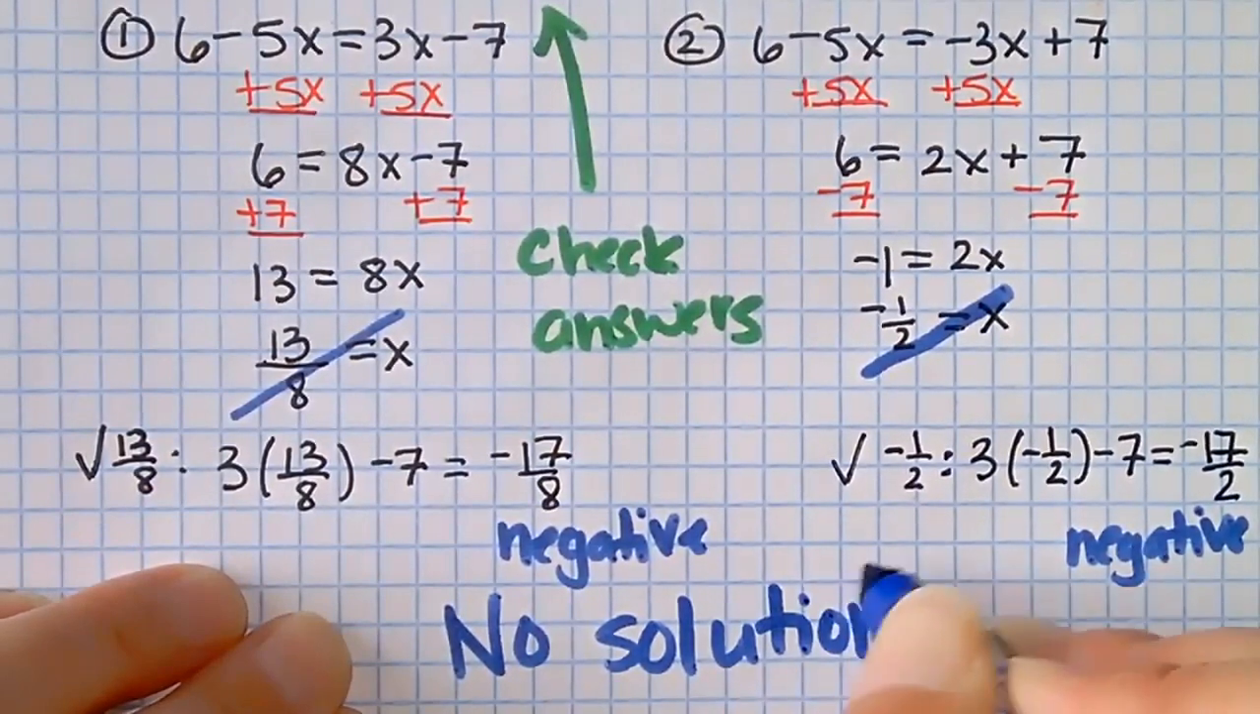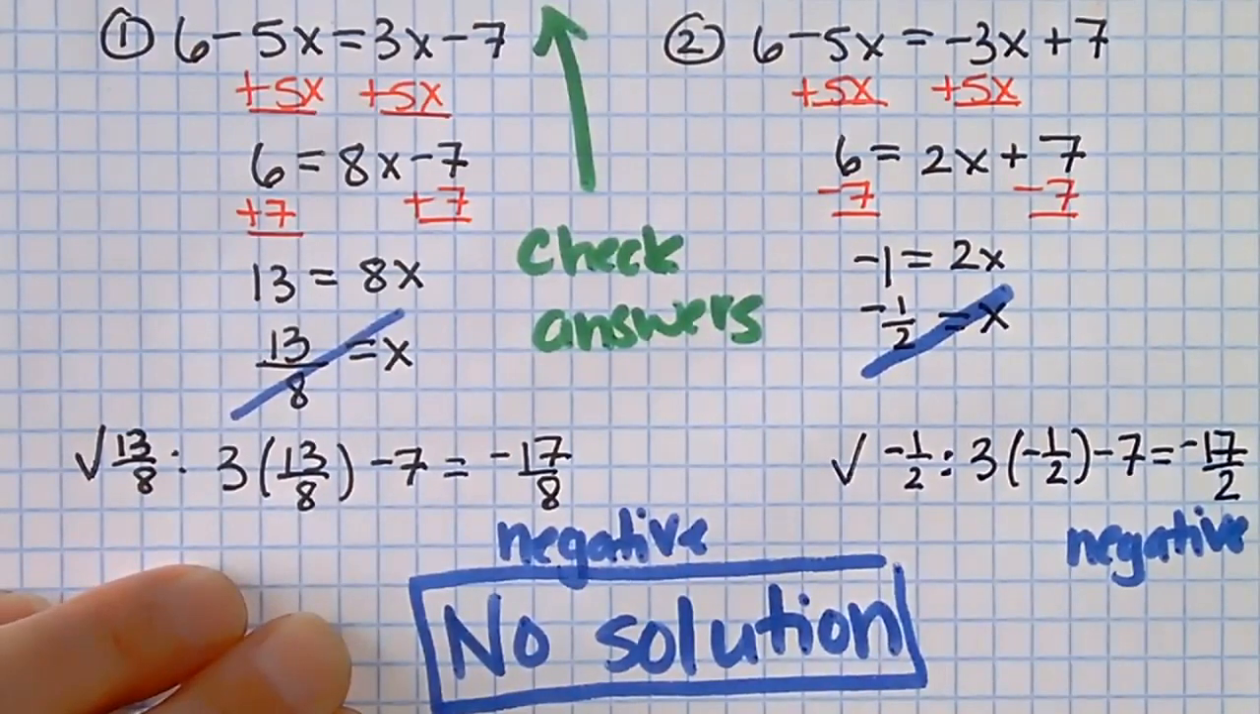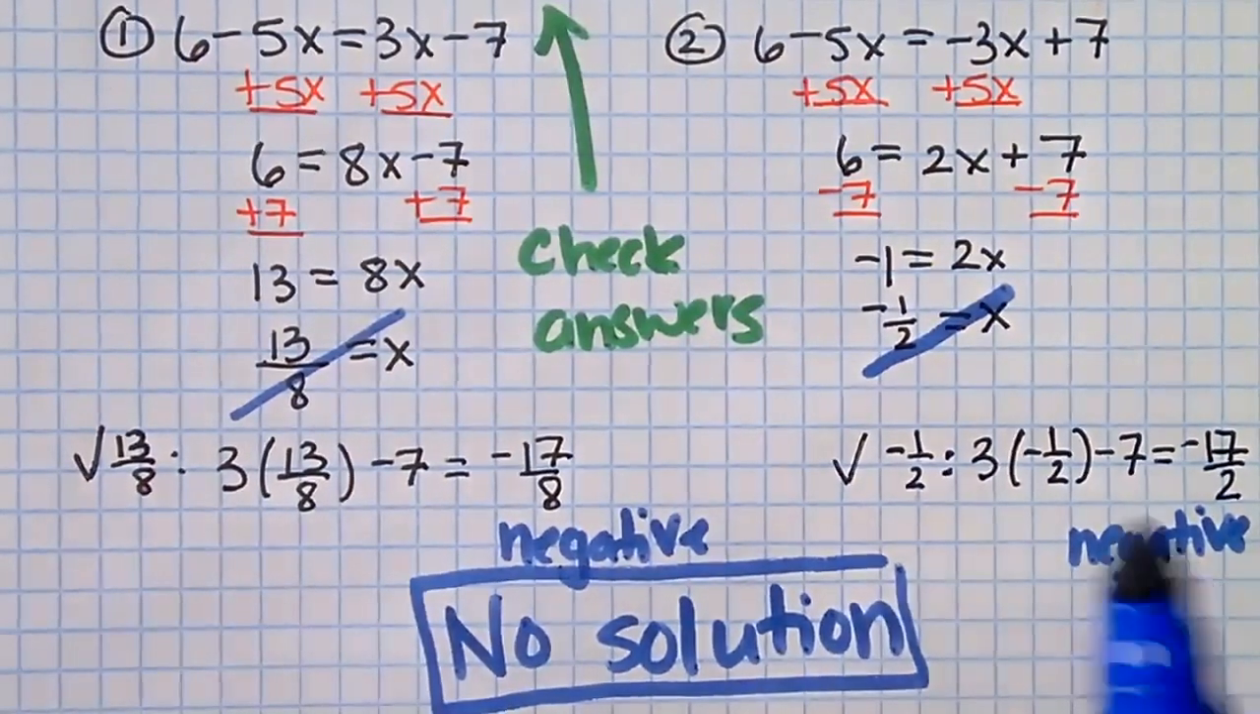So you could have both of them work. I didn't give you an example like that, but it happens. You could have one of them that works, like the one above, or none of them.